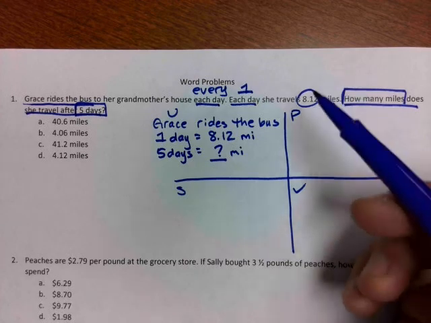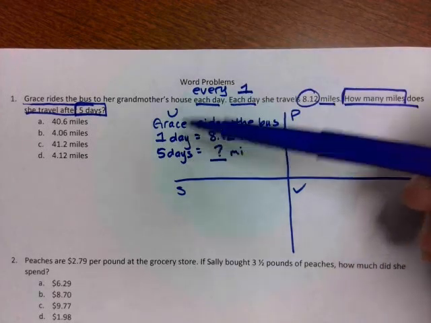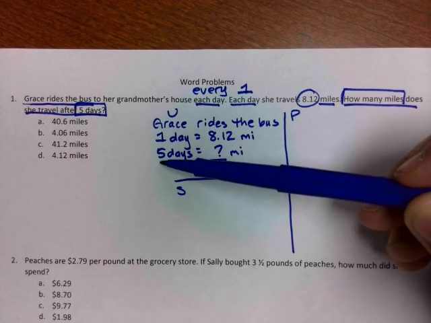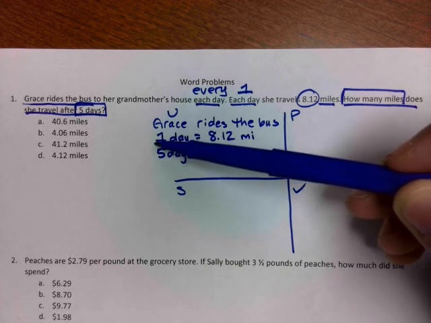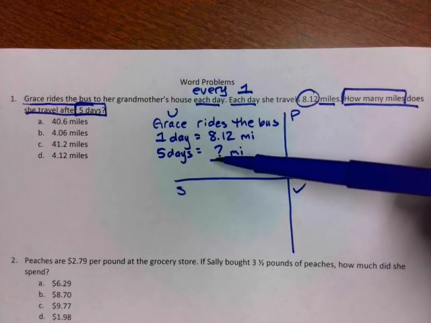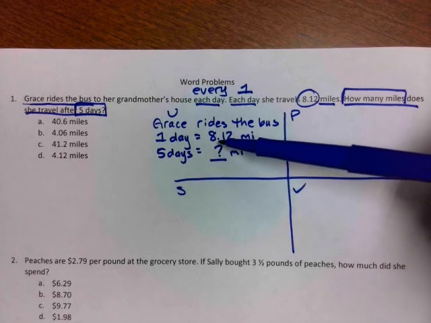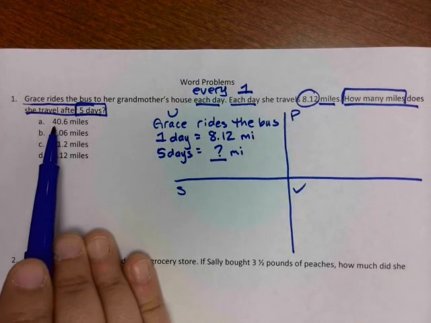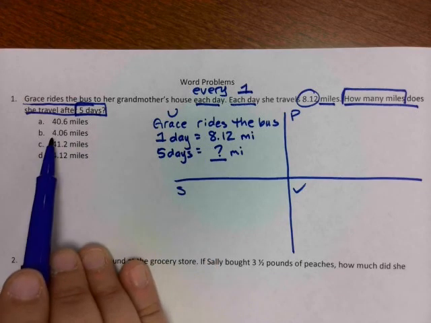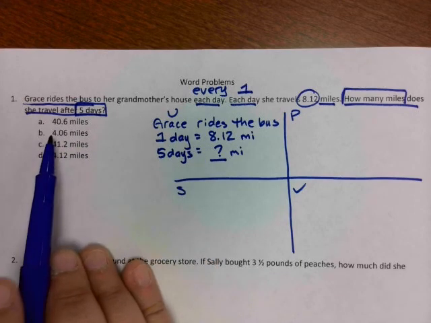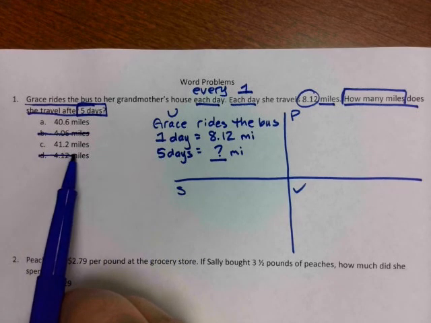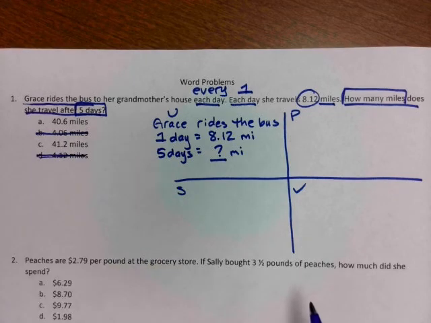First of all, I want y'all to realize that our days are going up. We're going from 1 day of 8.12 miles, and we're going up to 5 days. So it should make sense that if this number is increasing, then my miles are going to have to increase. It doesn't make sense that my miles would get lower. So if you look at your answer choices, you've got 40.6. Remember, our whole number is before the decimal. So 40 is bigger than 8. That makes sense. 4 is not, so I can eliminate that. 41, yes. And 4, no. So we can eliminate those two right off the bat.